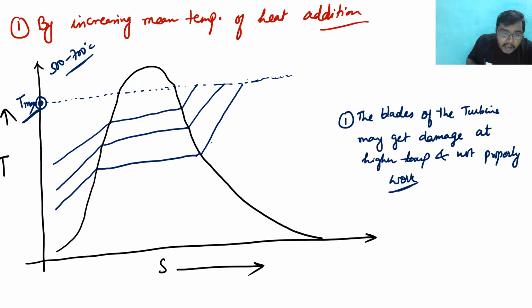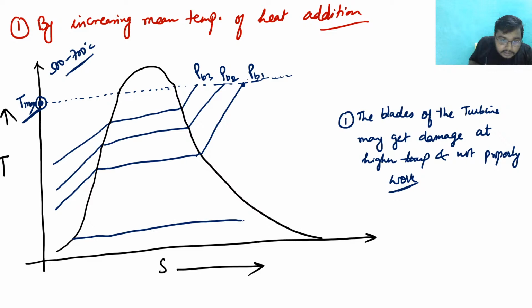Now if I increase the pressure, suppose this is the P1 pressure, P2 pressure, P3 pressure, different pressures are there, or better to say these all are boiler pressures, so I can write them as PB1, PB2, PB3. Now see, if I expand this to some pressure, suppose this is the condenser pressure, PC, then see what I am getting.